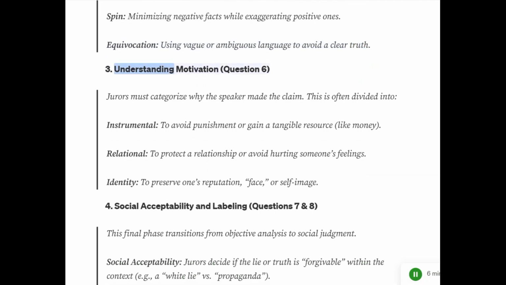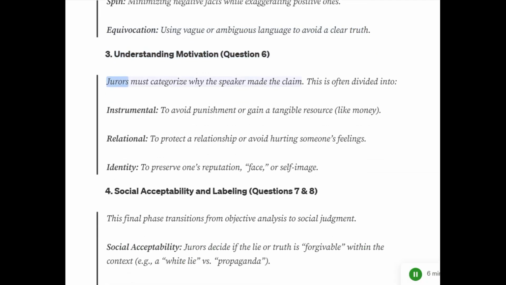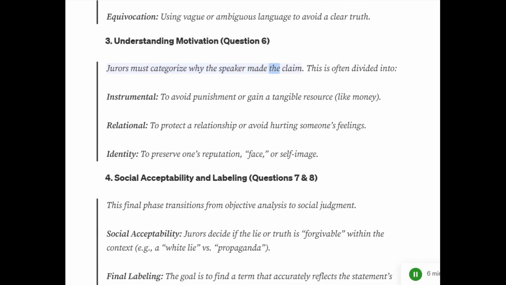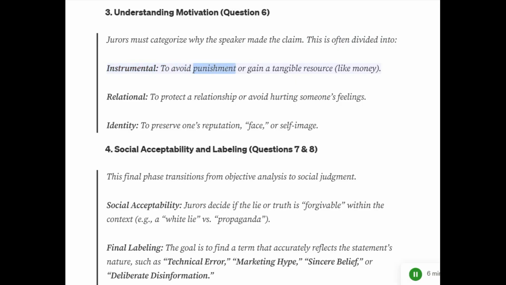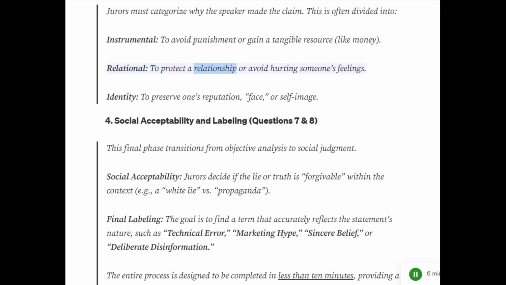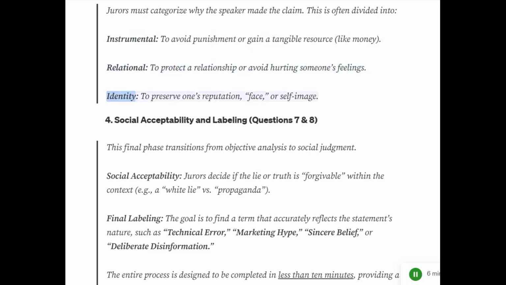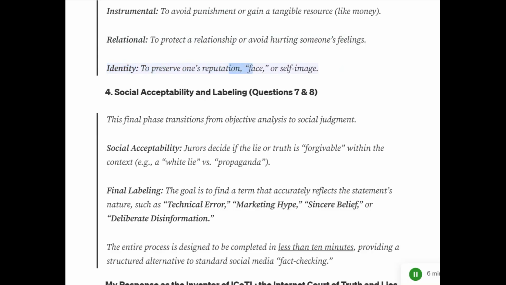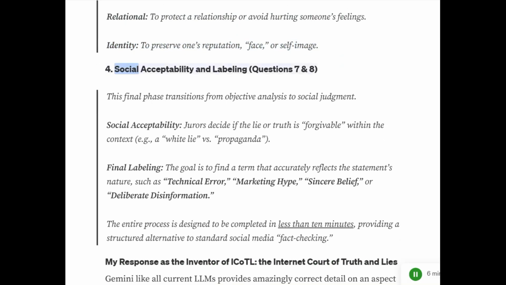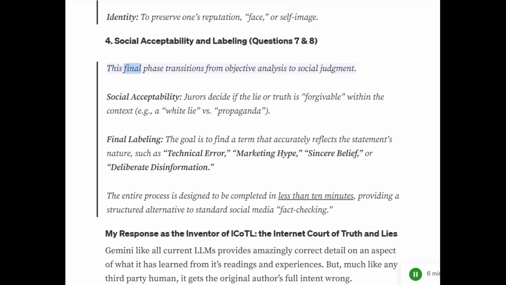3. Understanding motivation. Question 6. Jurors must categorize why the speaker made the claim. This is often divided into instrumental, to avoid punishment or gain a tangible resource, like money. Relational, to protect a relationship or avoid hurting someone's feelings. Identity, to preserve one's reputation, face, or self-image. 4. Social acceptability and labeling. Questions 7 and 8. This final phase transitions from objective analysis to social judgment.